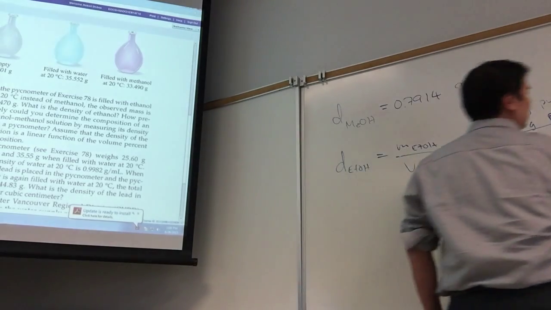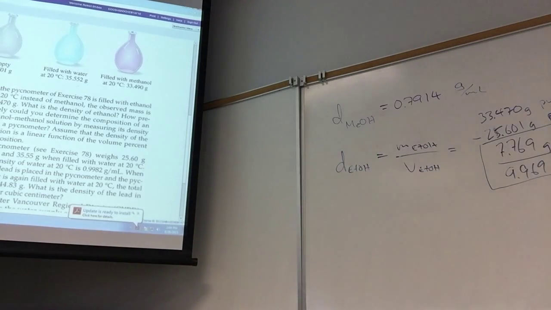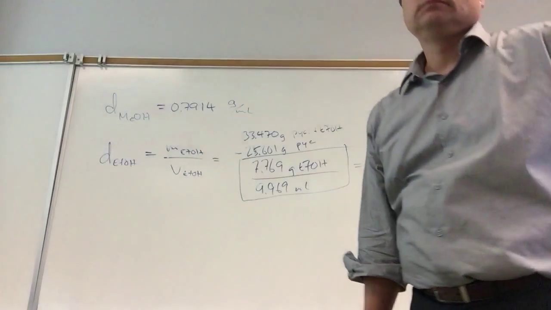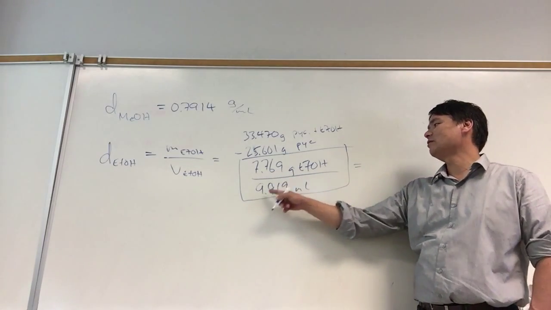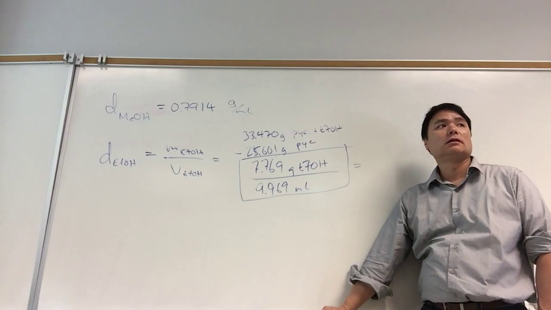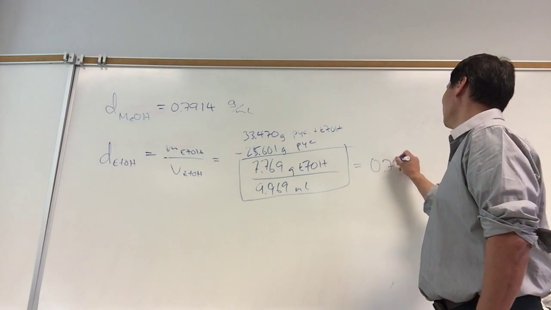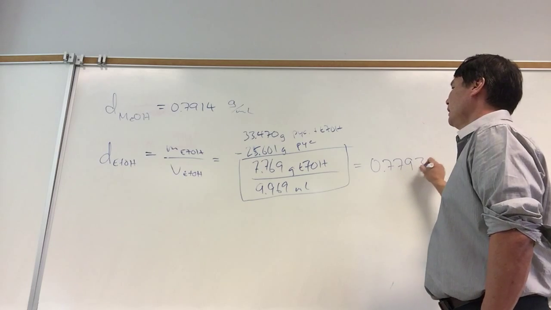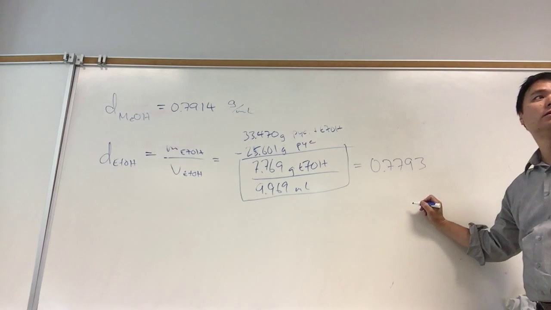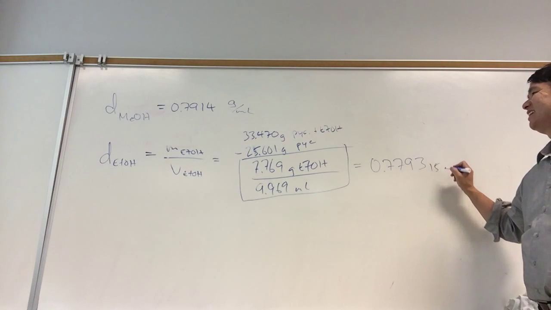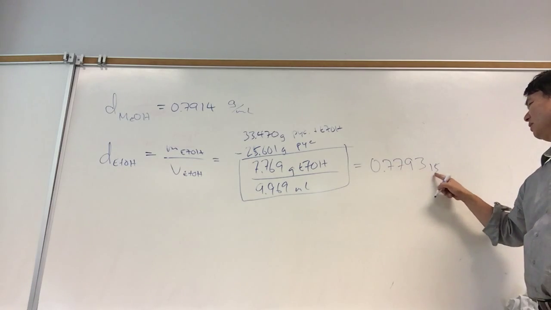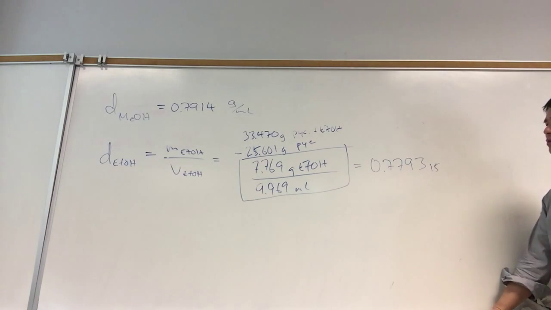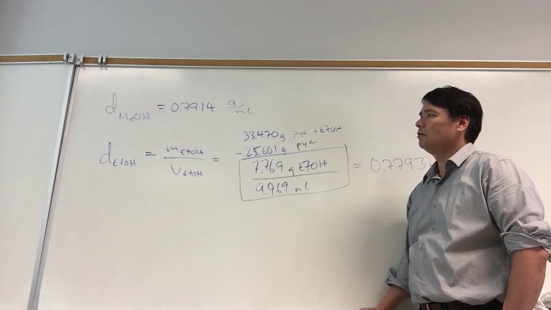The density will equal what? Can someone punch this out in the calculator? 7.769 divided by 9.969. 0.7793. Give me more digits. 158. 792. 0.779315. Well, these are different numbers than I had this morning. Let's figure out why it's different.